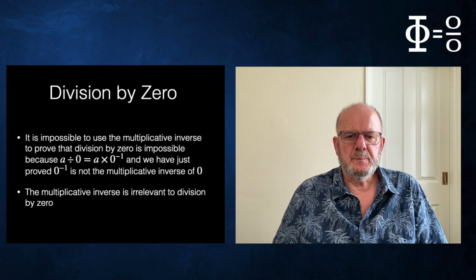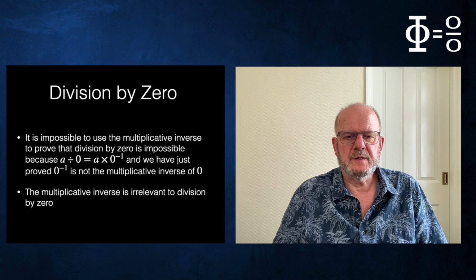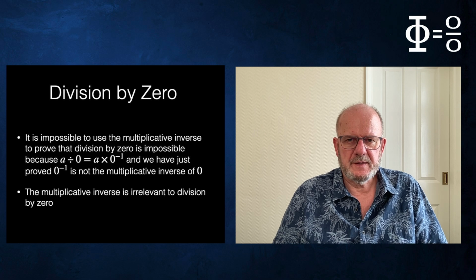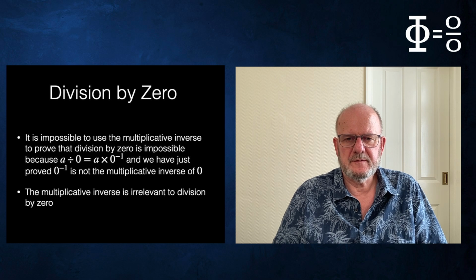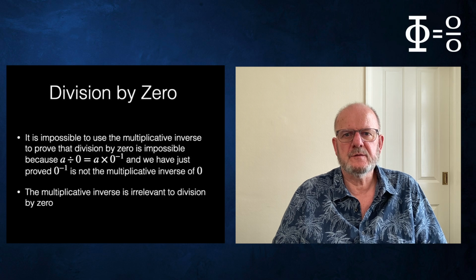And that means it's impossible to use the multiplicative inverse to prove that division by 0 is impossible, because a divided by 0 equals a times 0 to the power minus 1, and we've just proved that 0 to the power minus 1 is not the multiplicative inverse of 0. The multiplicative inverse is irrelevant to division by 0. If you thought otherwise, you are mistaken, and you've misunderstood the field axioms. As a consequence, you misunderstand arithmetic, calculus, physics, and all of the numerical sciences.